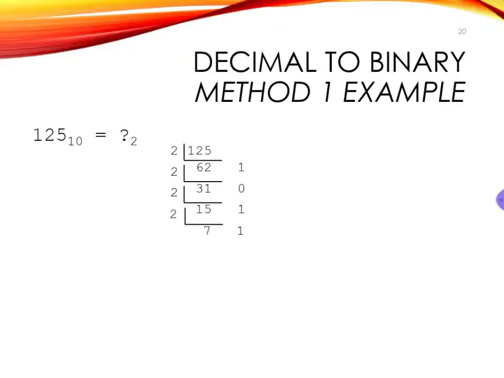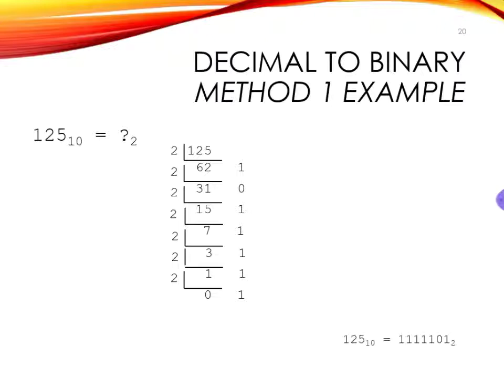15 divided by 2 is 7 with a remainder of 1. 7 divided by 2 is 3 with a remainder of 1. 3 divided by 2 is 1 with a remainder of 1. And then 1 divided by 2 is 0 with a remainder of 1.